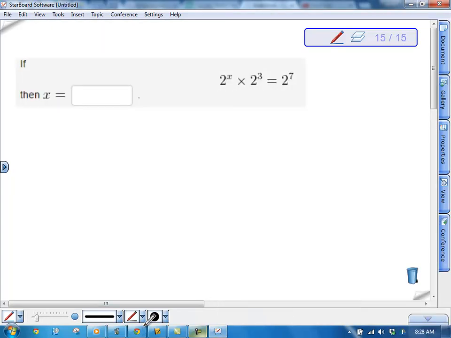Next one, same thing. Multiply like bases, you add the exponents. In this case, we have 2 to the x plus 3 equals 2 to the 7th, and then you compare one to one again. X plus 3 equals 7, so x has to be 4.